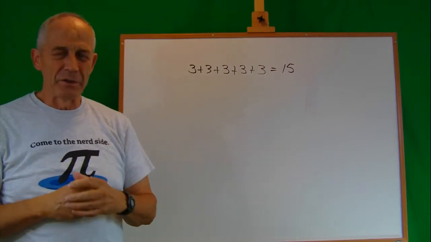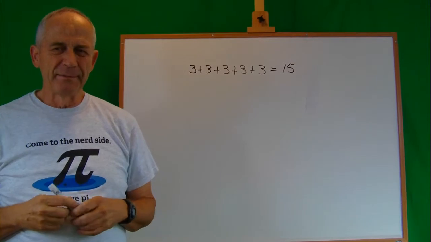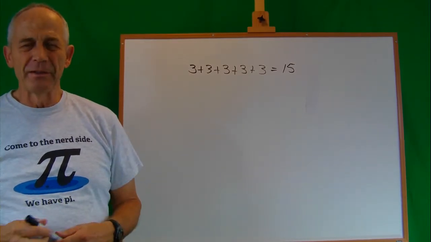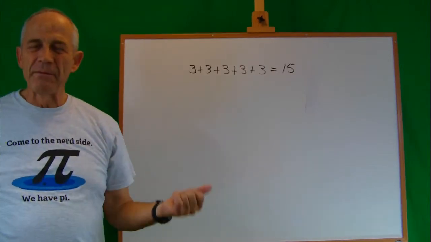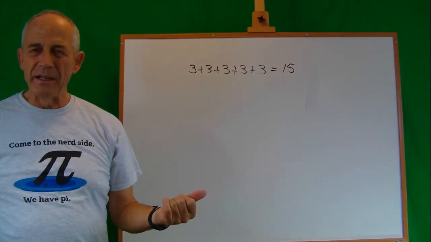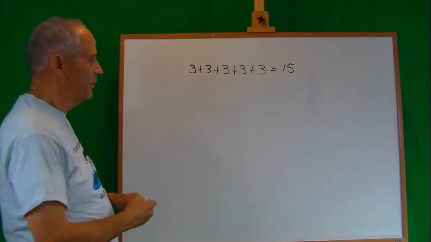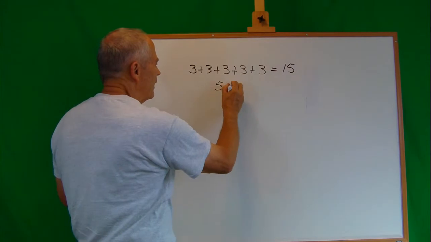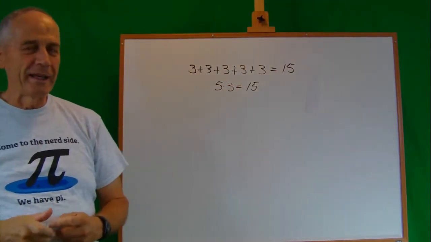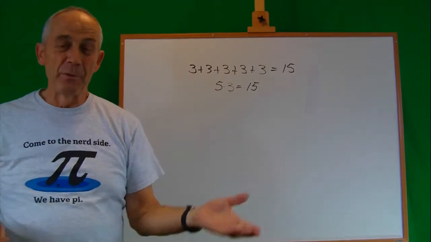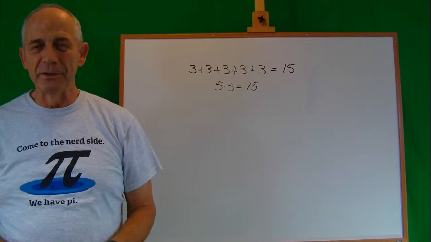Probably some mathematician, because they tend to be efficient, looked at that and said, there ought to be an easier way to do this. And so they said, oh, we've got 5 3s, and that's 15. Or in other words, 5 times 3 equals 15. If you just look at the amount of time and the room that it took to write that down, that's obviously a better way to do it.